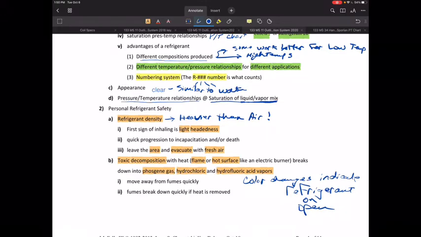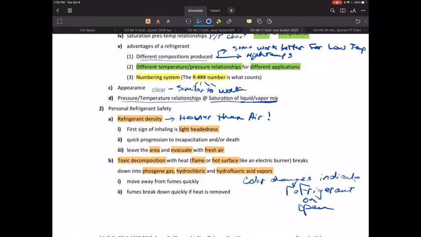They always will tell you to do all these service practices in a well-ventilated area, and that's the reason why. If you get a high accumulation, it cannot be good for a person. So that's kind of the one thing.